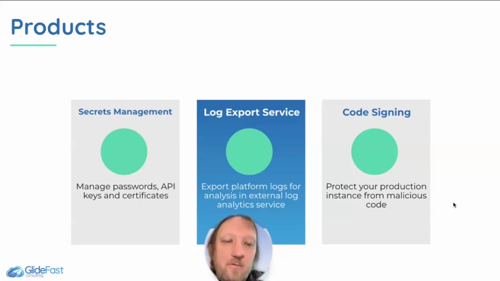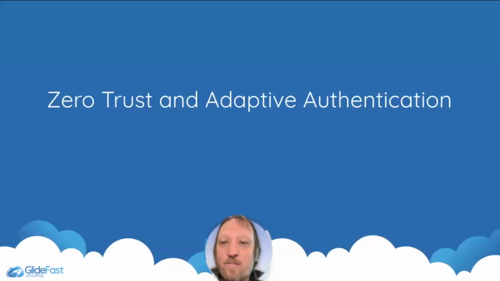And then code signing, which is, I'd say, a pretty specific use case, but it allows you to sign your code when moving from sub-production to production instances. So that's the high level of all the products in there. So you can see in each one of these, there's a lot of features. So we're going to dive into each in a little more detail.